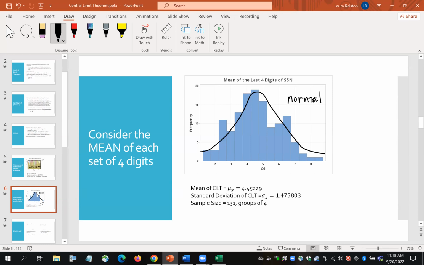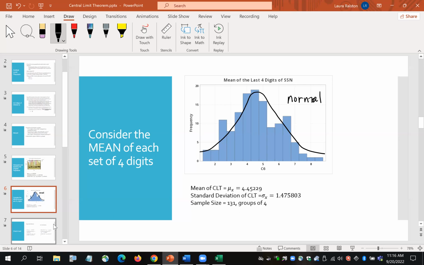That's what the central limit theorem says. If we take the mean for each sample, in this case of size 4, and we look at the histogram, it becomes normal. Now look at these numbers here. The mean of the central limit theorem, this normal distribution, is 4.45229. The standard deviation is 1.475803. We had 131 groups of 4.